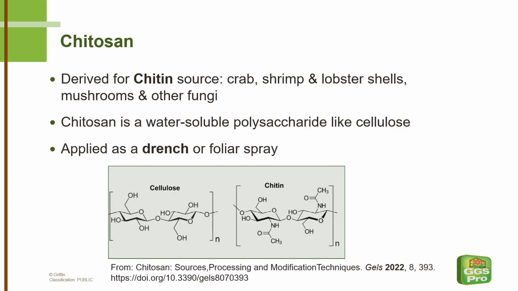Next, I'm going to switch to chitosan. Chitosan is derived from another natural product, this time the chitin in crustacean shells, mushrooms, and some other fungi. Chitin is shown here at the bottom. That's our source material. It's comparable to cellulose in this polysaccharide chain.